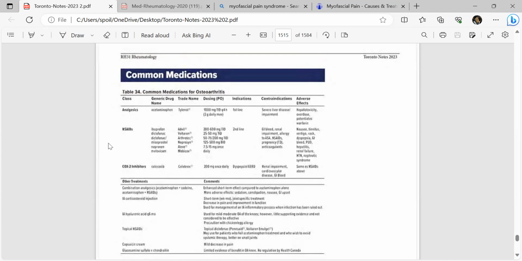Okay. And then the NSAIDs, which is ibuprofen, diclofenac, misoprostol, naproxen, meloxicam, and these are the medical names. Advil, which is very common, Motrin also very common. This is second line. Okay, first line is Tylenol, which is acetaminophen in any kind of osteoarthritis. But in Pakistan, I have seen many people giving Diclo and Brufen. Sorry, Diclo and this naproxen.